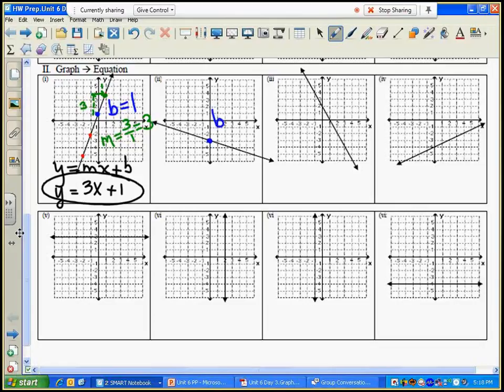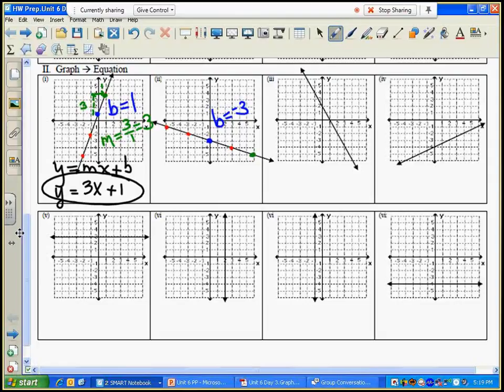So we know right off the bat that our starting point is negative 3. Let's find some other points. There's one here, there's one here, here, and there. Okay? So let's say that I just chose, let's say this point. Just picking a random point.